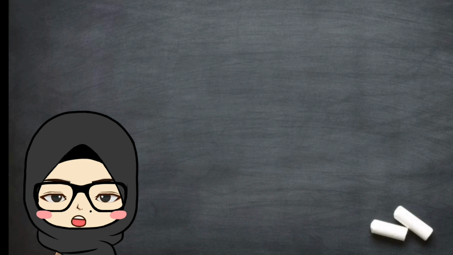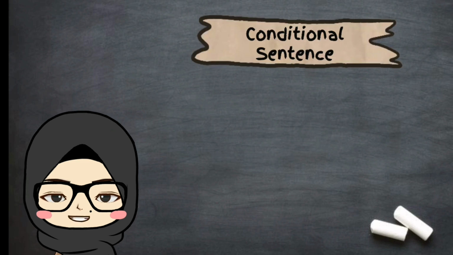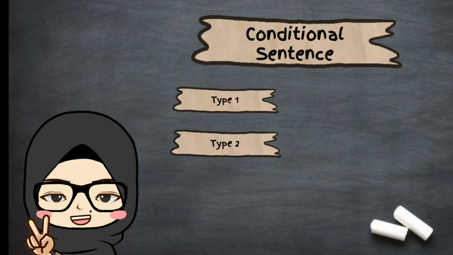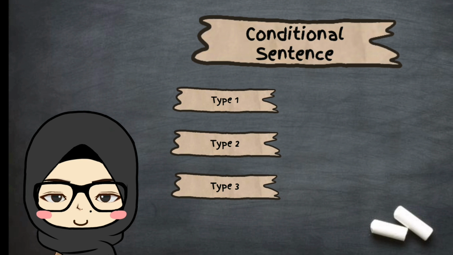So today I would like to explain to you all about conditional sentence. I hope for the 10th graders as well as the 11th graders, all of you guys can learn through this video easily. So, the conditional sentence that I would like to discuss deeply here is conditional sentence type 1, 2, and 3. But then, actually, there are 4 types of conditional sentence plus the zero conditional.